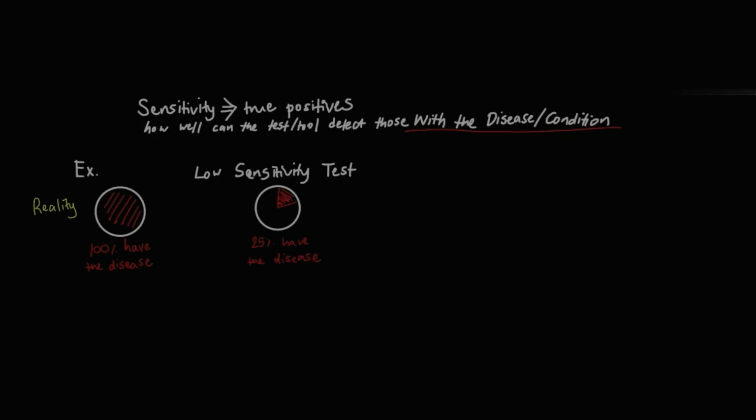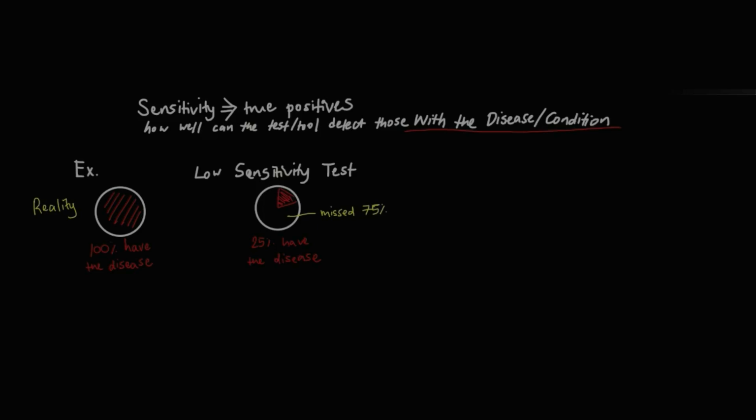If the test isn't very sensitive, you're going to get a lot of false negatives. In other words, a lot of people are going to take the test, they're going to test negative thinking that they don't have the disease, when in reality they do have the disease. In our example, 75 out of the 100 people tested negative, even though in reality they do have the disease. So these are going to be your false negative results. And as you can see, there's quite a lot of them if the test isn't very sensitive.